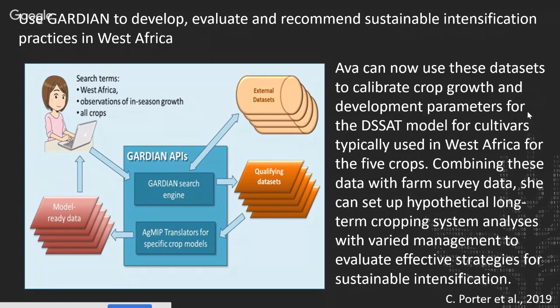And then what they also found was five data sets which didn't conform and could not be made model ready, but they found they could use these socioeconomic data, which were farm survey data, to set up some hypothetical long-term analyses to say, okay, how can we develop effective strategies for sustainable intensification using what we know from the survey data. So this is really, really cool. Being able to actually develop these model pipelines is where we're headed.